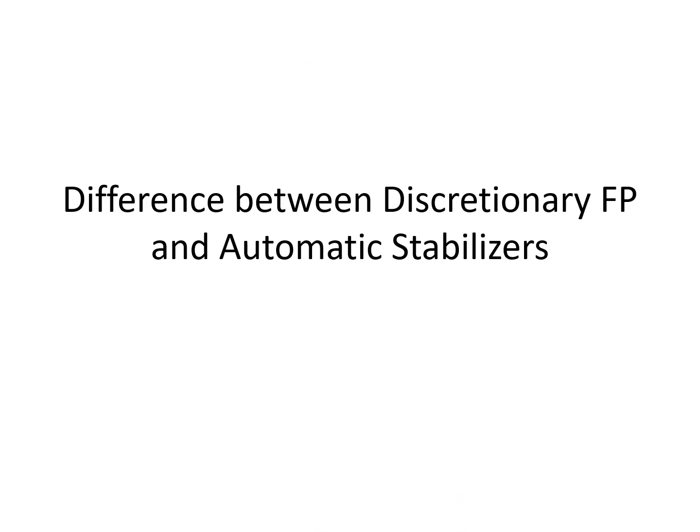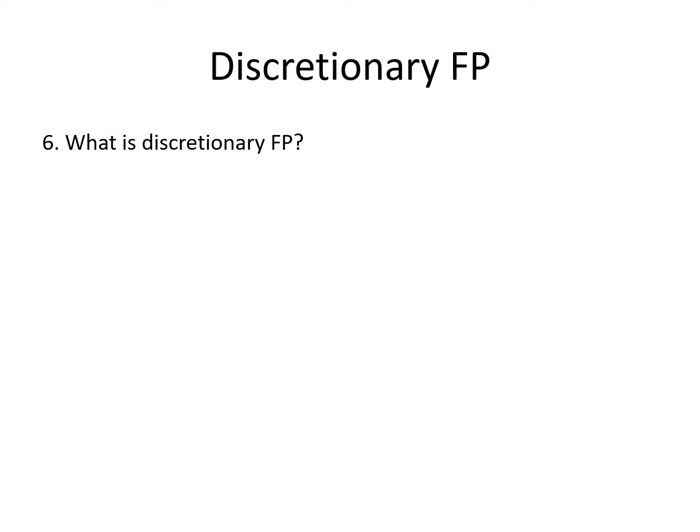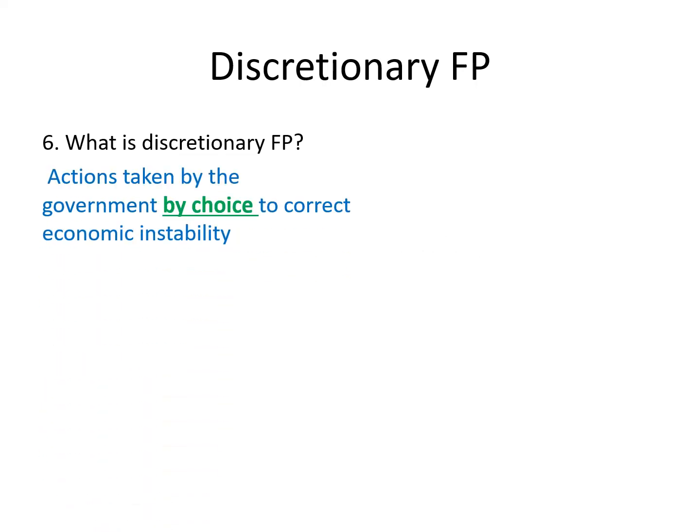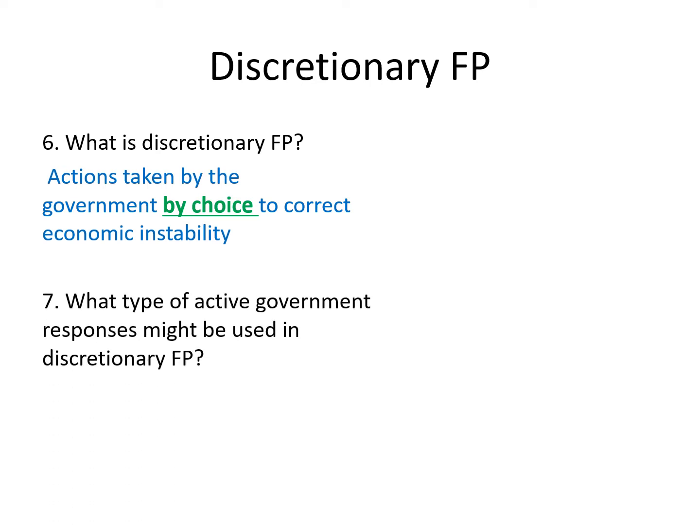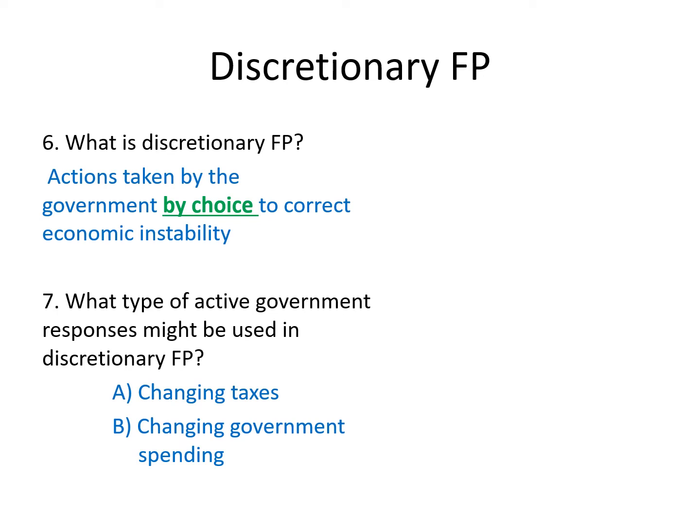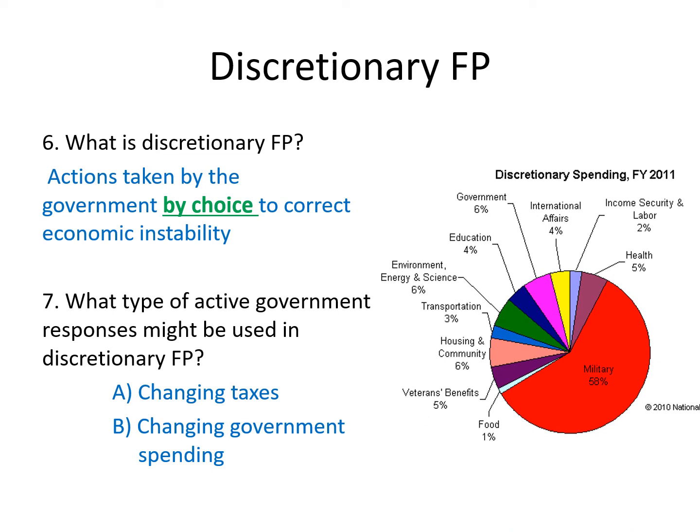So let's talk about a couple things. What's called discretionary fiscal policy, which are things that the government actually has to do, and automatic stabilizers. So discretionary fiscal policy are actions taken by the government by choice. So the government actually acts to do this. So for example, raising or lowering taxes, the government chooses to do that, or to spend more money or less money on government programs. Okay, so changing taxes and changing government spending.